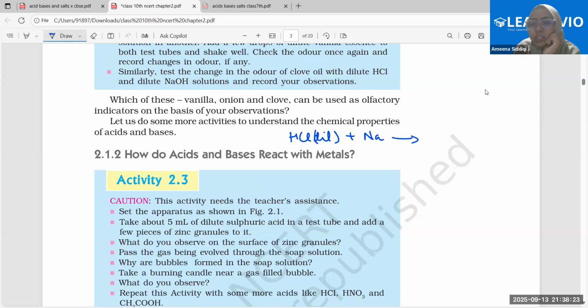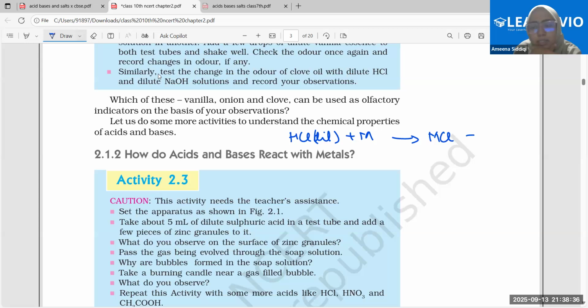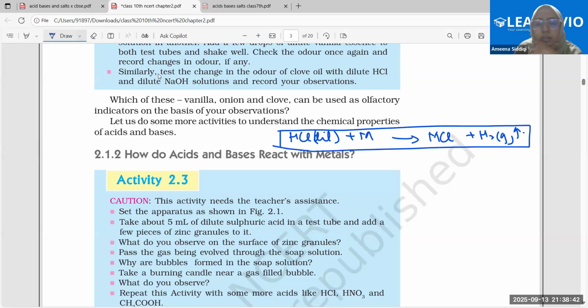What will the reaction be like? I will represent the metal using M, not a specific metal. The reaction would take place like this: salt of the metal will be formed, plus hydrogen gas would be released. Correct? That is the general reaction between dilute acids and metals. Any problem here?